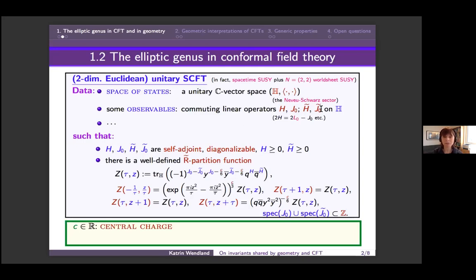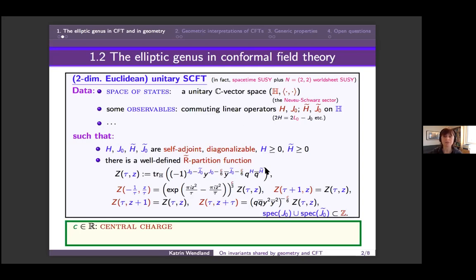So they count fermions. What does it mean? Well, mathematically, the only thing I need to tell you is that these are linear operators on our space H. They all commute. And they're self-adjoint, diagonalizable, even simultaneously diagonalizable. And they're set up in such a way that this so-called R tilde partition function is well-defined. So the R tilde partition function is taking a trace over our space of states. And it takes the trace over this interesting operator. We want to view this as a power series in y, y bar, q, and q bar, and keep track of each of the coefficients. The coefficients then tell us, counted with a sign, what the dimensions of the common eigenspaces of these four operators are: J0, J0 tilde, H, and H tilde.